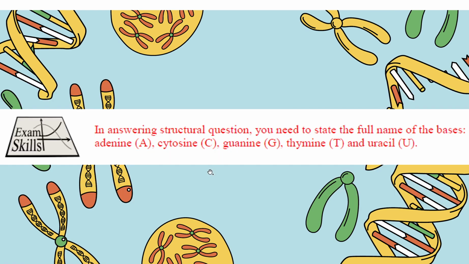In the IBDP examination, in long questions, you need to have the full names of them. So try to memorize them. Really hard, but I'm sure you can do so. Memorize each of them because in structural questions, sometimes the marking scheme requires you to name them, not just say A, C, G, T, U. In multiple choice, of course, just recognizing them is okay. They have different starting letters: A, C, G, T, and U.